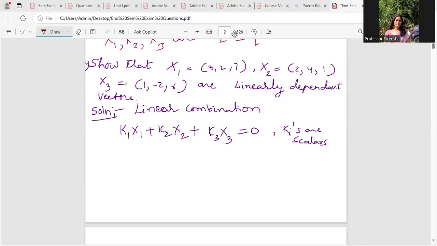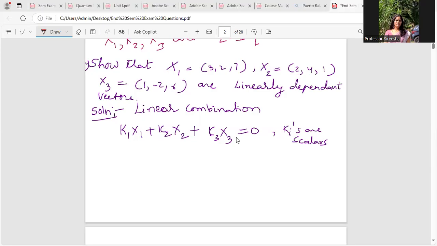Okay. We have one more example on linear dependence and independence. The question is: show that x1, x2, x3 are vectors, of course, are linearly independent. Now, for checking linear dependence or independence, we'll first consider the linear combination. How does it go? k1 x1 plus k2 x2 plus k3 x3 is equal to 0.